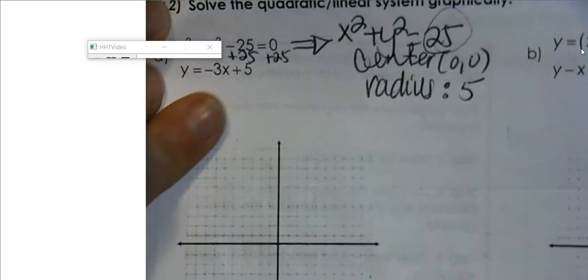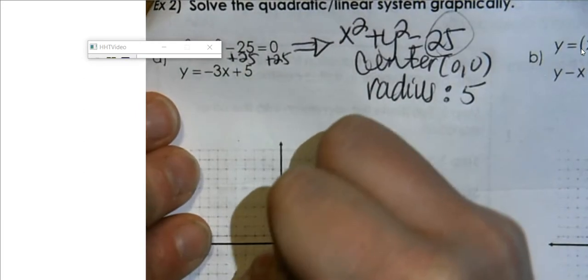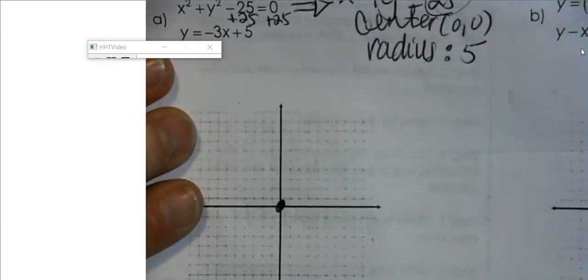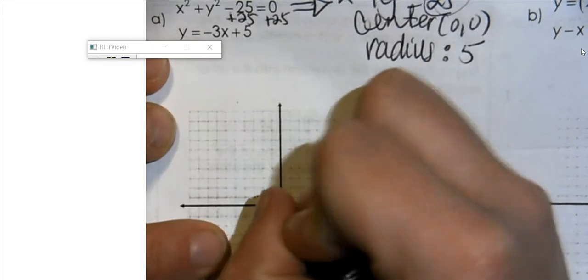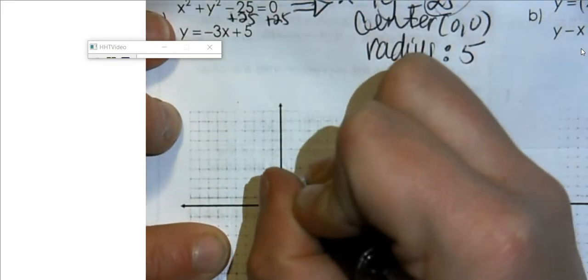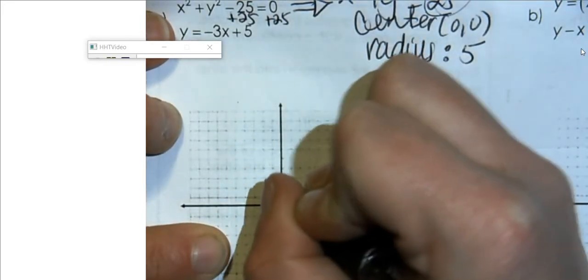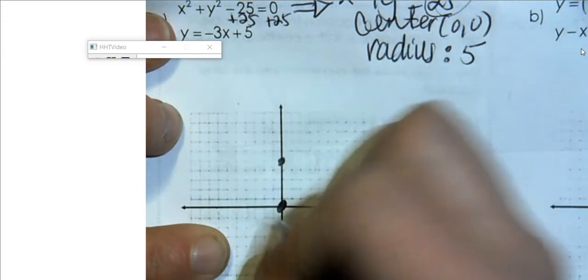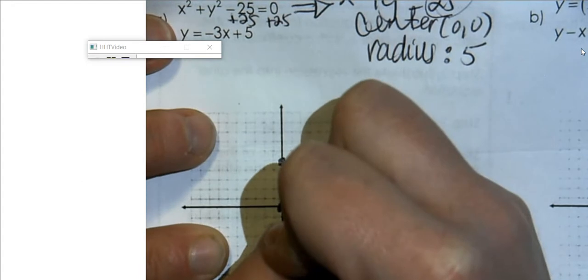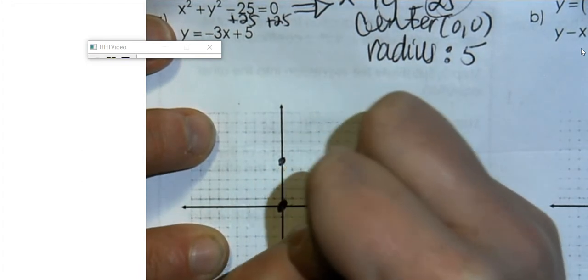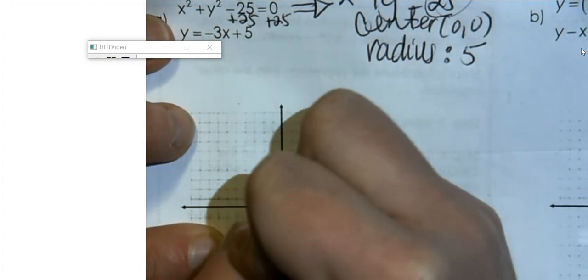So let's go ahead and plot 0, 0. And then I always count north, south, east, and west. North 5, south 5, east 5, west 5. So here we go. Counting up 5: 1, 2, 3, 4, 5. There's north. 1, 2, 3, 4, 5. There's south, east, and west.